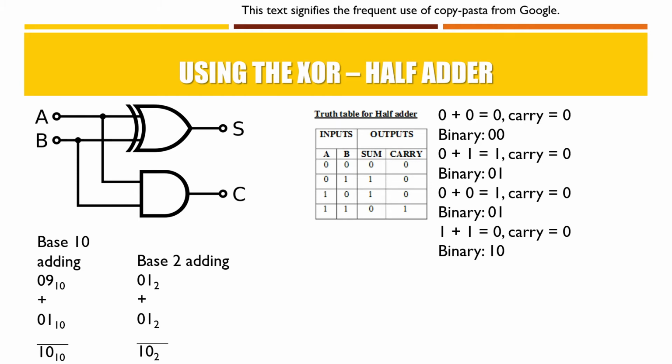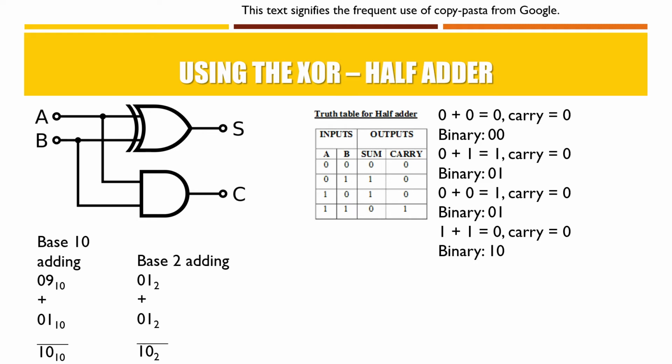Again, 1, 0 in base 2 is different from 1, 0 in base 10. I'm really saying 1 times 2 to the first plus 0 times 2 to the 0th is equal to 1, 0 in base 2. And similarly, I'm saying that 1 times 10 to the first plus 0 times 10 to the 0th is equal to 10 in base 10.